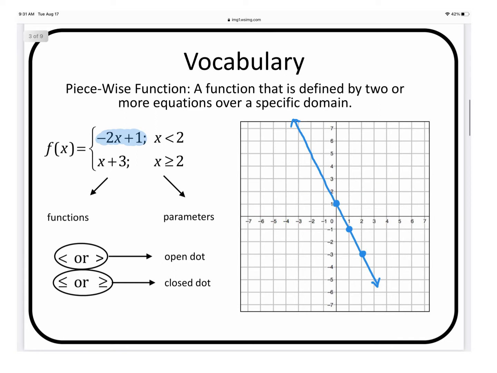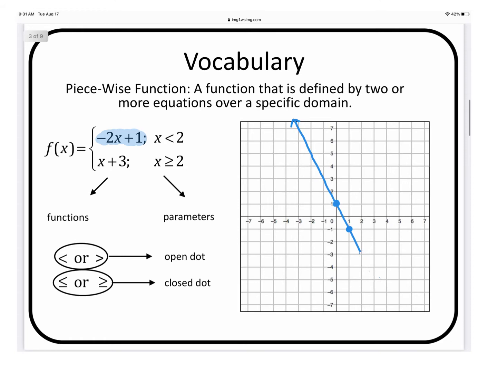So what you want to do then is look at the parameter next, and the parameter says that this function lives where x is less than 2. So I look at where x is 2 right here, and that means everything less than 2 is good, and everything greater than 2 is not going to be legal, because it doesn't live there. So I'm going to erase everything that is greater than 2.